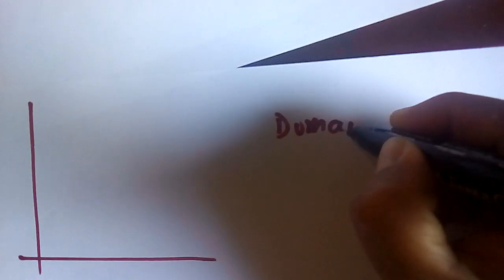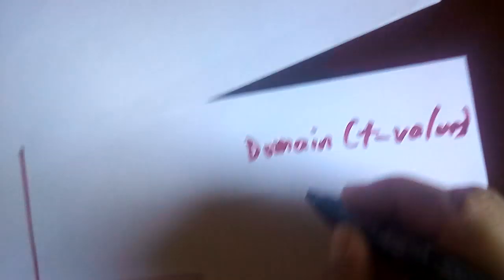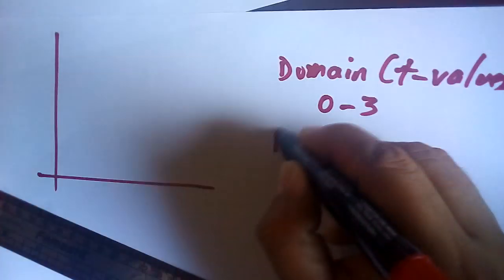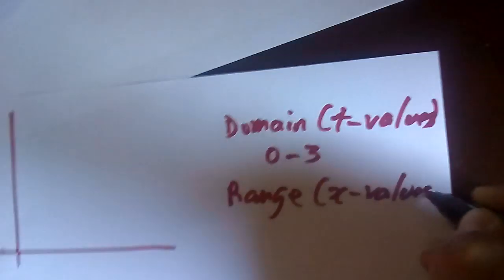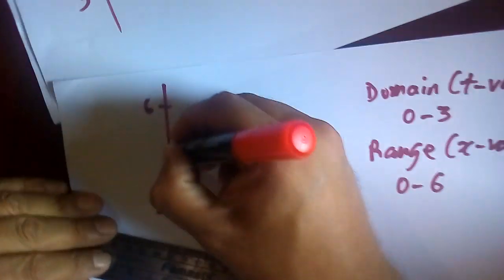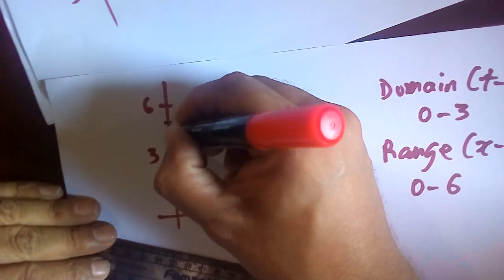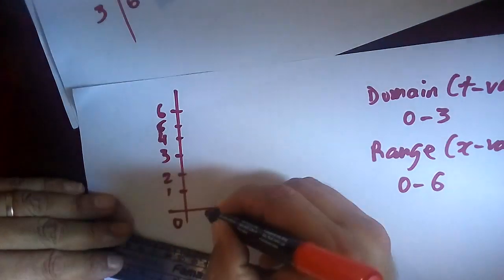So I set up my Cartesian coordinates and I determine my domain and my range. My domain, the horizontal values, t values, are from 0 to 3, and the range, the x values, are from 0 to 6. So I use this for my chart, and I graph them.